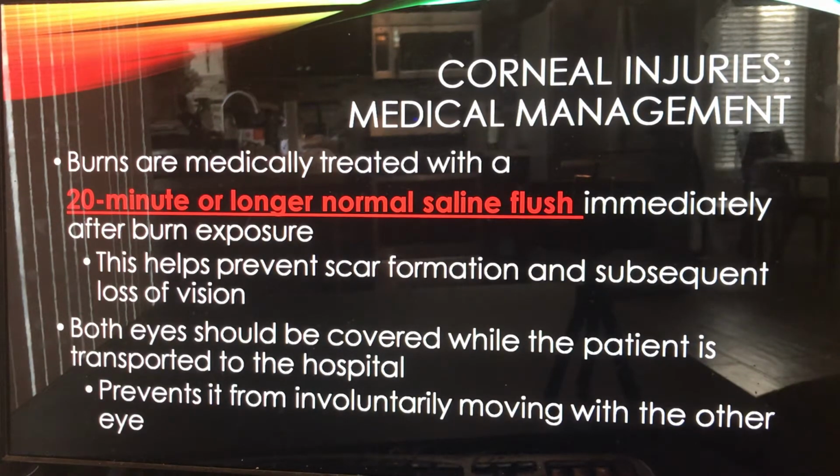Okay, so going into corneal injuries. And so this is just some of the most important things. These aren't necessarily the disorders, but this is just information that you still need to know. So burns are medically treated. You can do 20 minutes or longer with normal saline flush immediately after burn exposure. This helps prevent scar formation and subsequent loss of vision. And both eyes should be covered while the patient is transported to the hospital. And this prevents involuntary moving with the other eye.